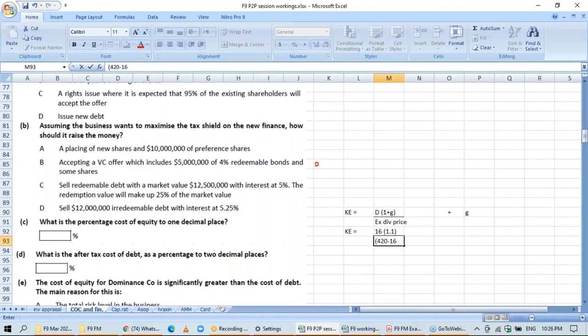420 minus the 16 cents. 420 is the cum dividend price and we need the ex dividend price, so I have deducted the dividend from there. After payment of the dividend, the price will come down to 404 cents. Now the next is the 10% growth rate. So this gives you the cost of equity, and multiplying by 100, you will get 14.4%. So 14.4% is the answer to this question using the dividend growth model. Now, why did I use the dividend growth model?